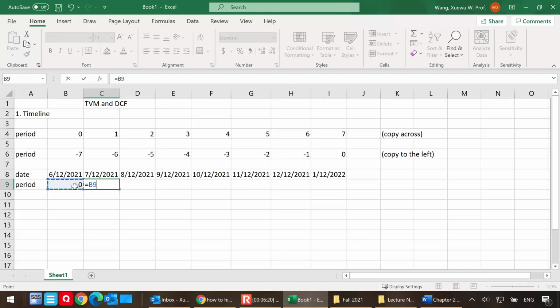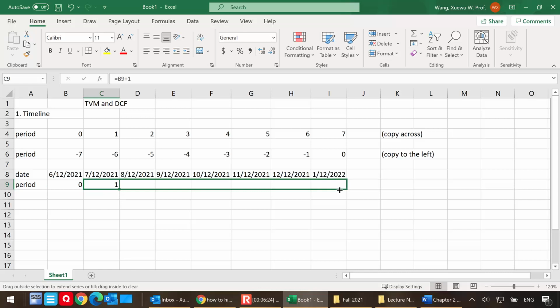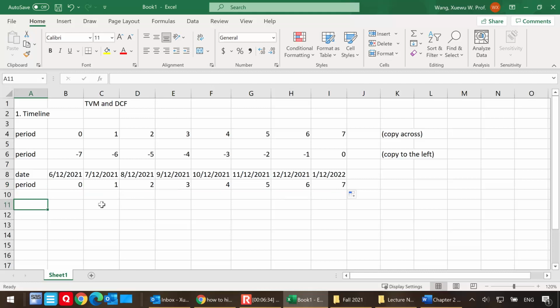All right, so I can match this with my period timeline here. So the month of January 2022, that would be the 7th period. Okay, so you can actually use this kind of a timeline when you want to value equities or stocks. All right, so that is a very simple thing to do. Okay, so the second concept I want to illustrate is, as I said, present value and future value.